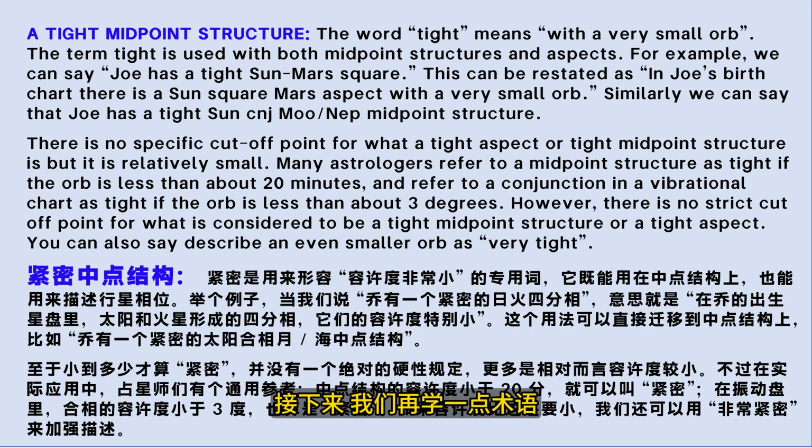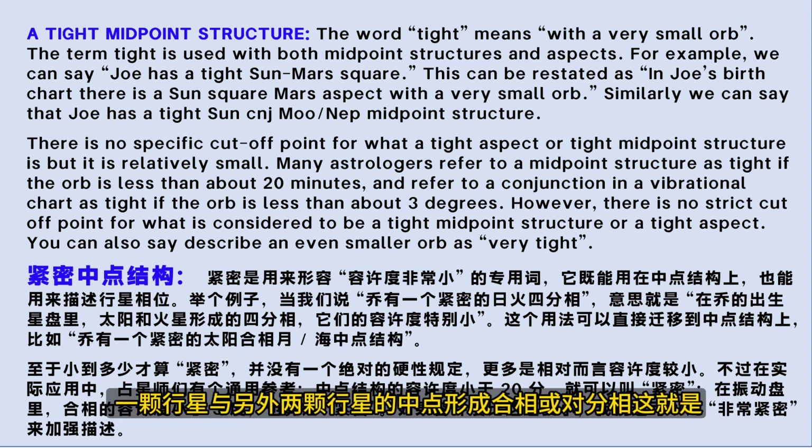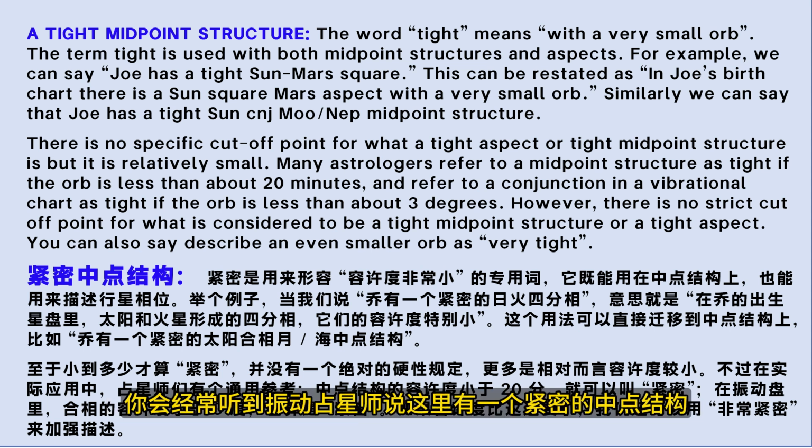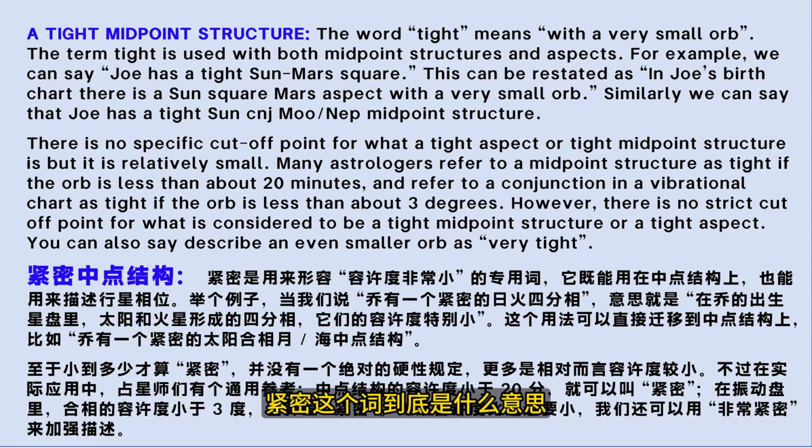Now, a little more terminology. We learned what a midpoint structure is: a planet conjunct or opposition the midpoint of two other planets is a midpoint structure. You'll very often hear vibrational astrologers say that there is a tight midpoint structure. What exactly does the word tight mean? The word tight means with a very small orb.